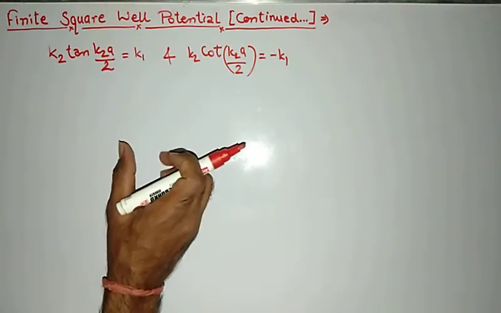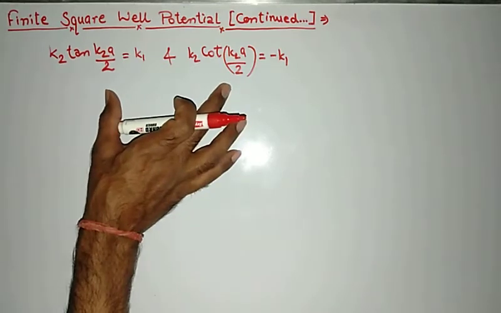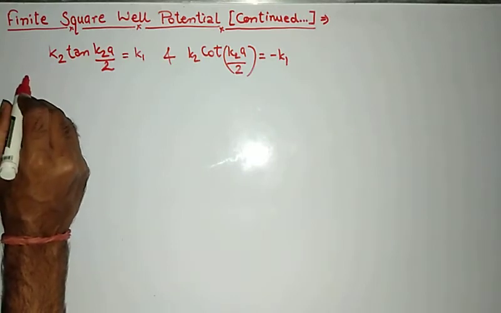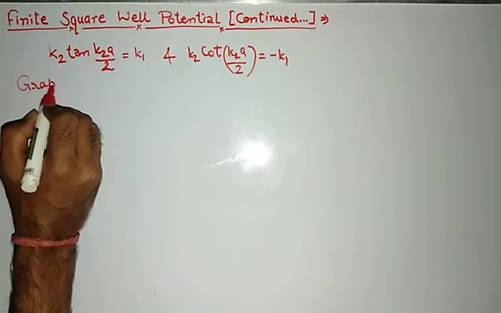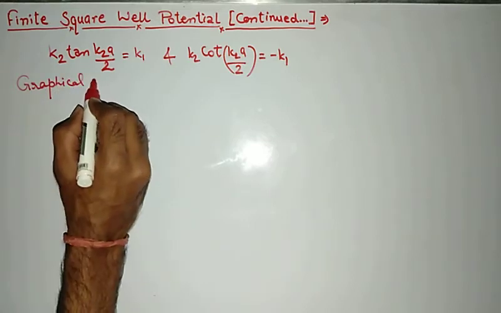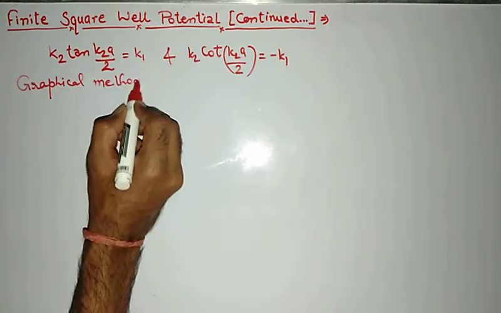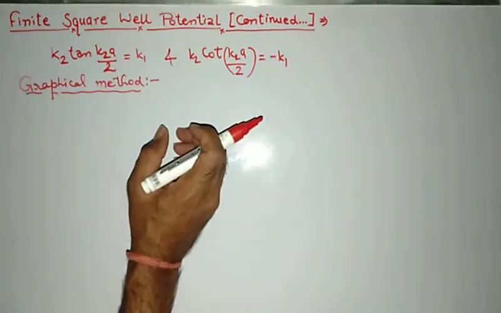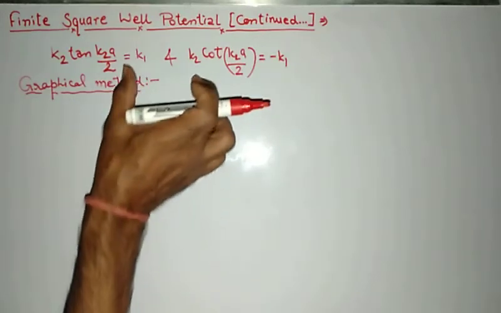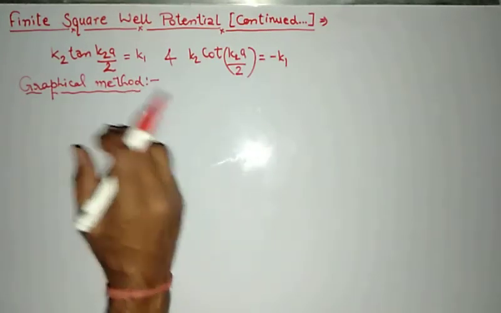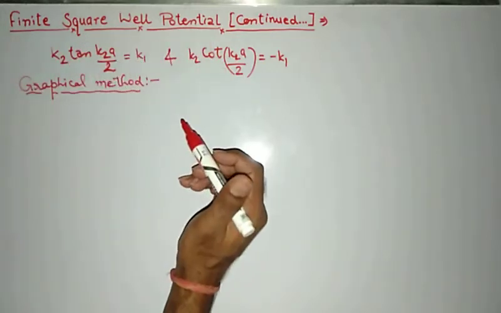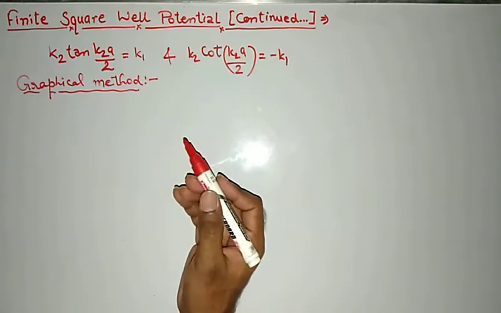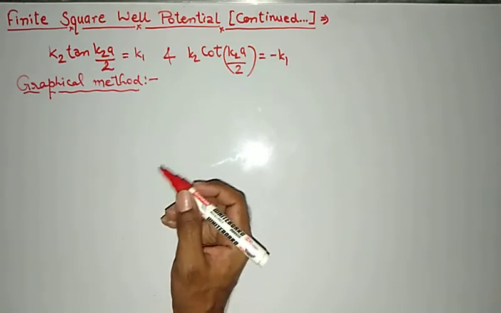Now in this video we have to solve these equations, and to solve these equations we will use the graphical method. So to obtain these equations you must go through the previous video of the finite square potential, and if you have done that, then start from here. So how to solve using the graphical method? Let us see.